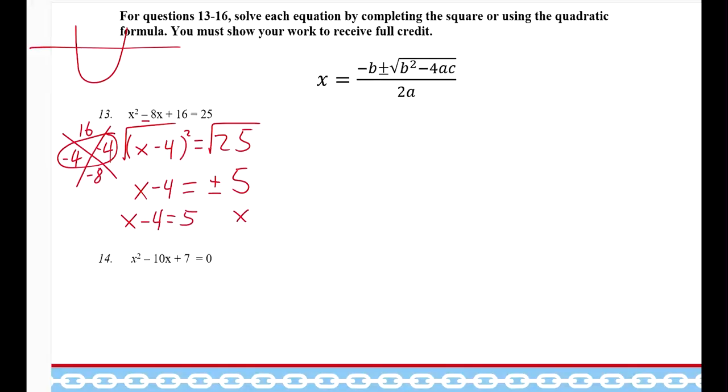So I would separate this out into x minus 4 equals 5 and x minus 4 equals negative 5. Right, from there, I solve it up. I get x equals 9.